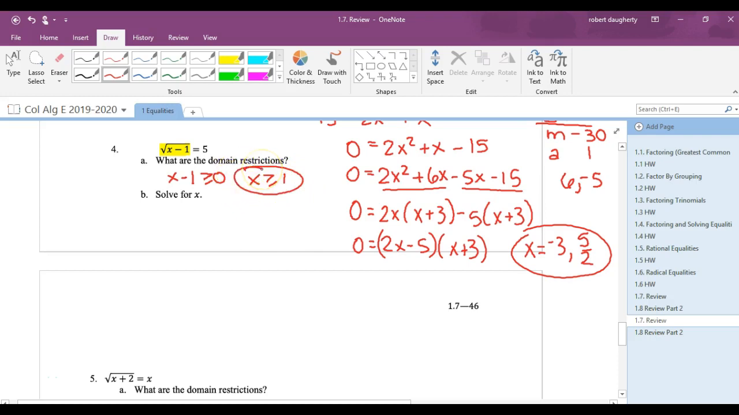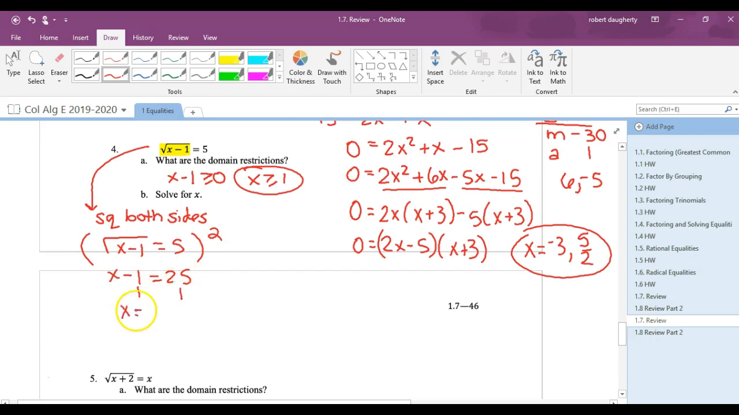So I'm going to go get an answer, and I need to make sure that it's greater than or equal to 1. The way I solve this problem is I square both sides of the equation, because that is a square root. When I square both sides, I get x minus 1 equal 25. I add 1 to both sides, x equal 26. This number had better be greater than or equal to 1, and it is. So that solution will work.